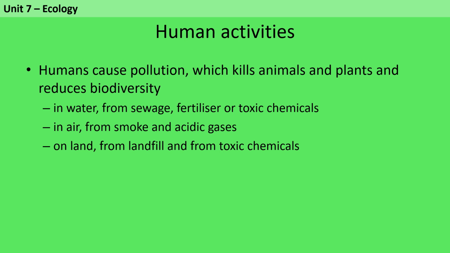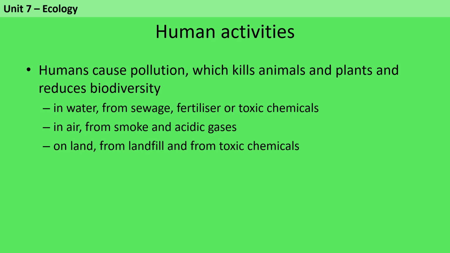Unfortunately, there's also plenty that we as humans do to make the biodiversity situation worse, including polluting the water with sewage, fertiliser and toxic chemicals, which could either be responsible for killing animals directly or for causing eutrophication to happen so that the oxygen levels in the water go down. We can pollute the air from smoke and acidic gases, and also we can pollute the land from landfill and from toxic chemicals.